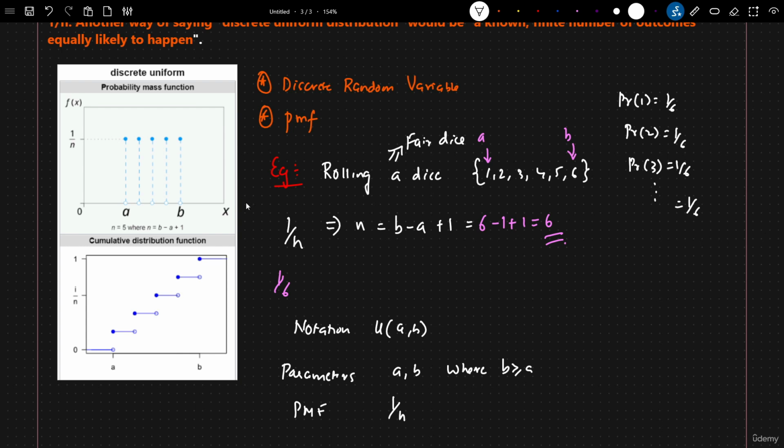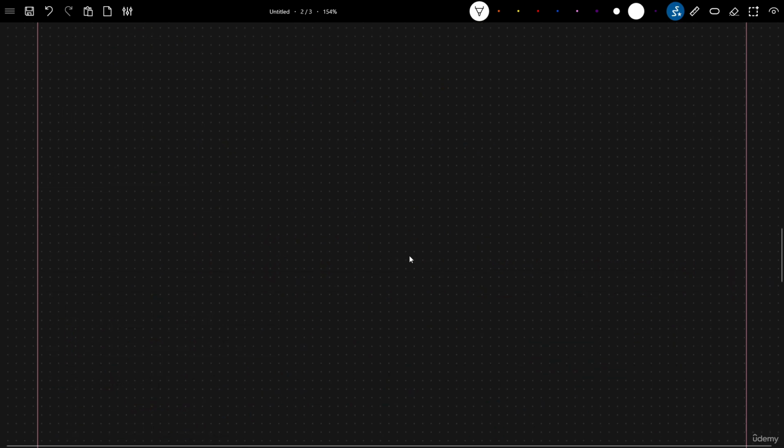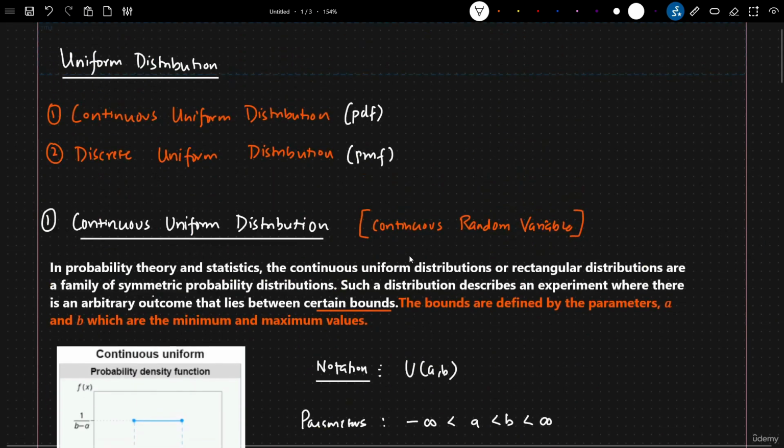So in this example, I have shown you rolling a dice, or we can also consider the Bernoulli distribution, like tossing a coin. I know the outcome is 2, but at all times you'll get 1 by 2 as the probability. Probability of head is 1 by 2, probability of tails is 1 by 2, considering that it is a fair coin. So I hope you are able to understand these two important distributions, which are called uniform distribution.